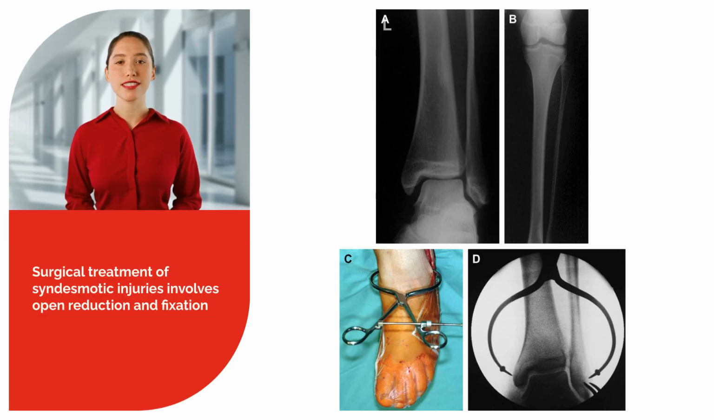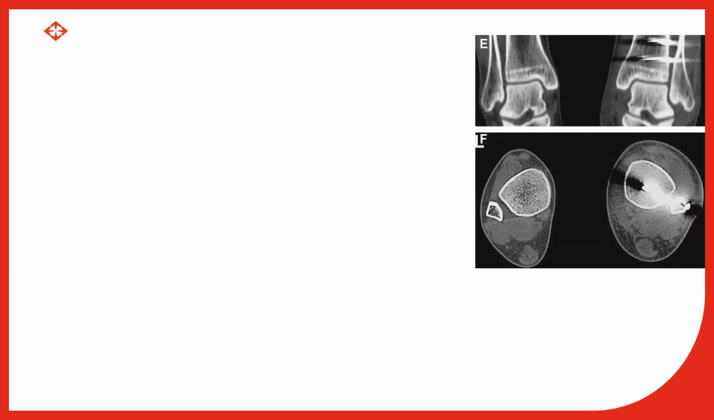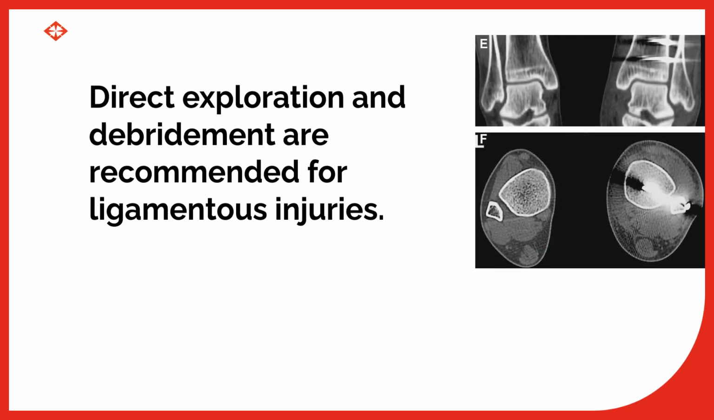Surgical treatment of syndesmotic injuries involves open reduction and fixation with syndesmosis screws. Proper reduction and fixation are crucial for restoring ankle stability and preventing arthritis. In cases of pure ligamentous injury, direct exploration and debridement are recommended. The fibula is reduced into the tibial incisura, and syndesmosis screws are used to ensure stability.